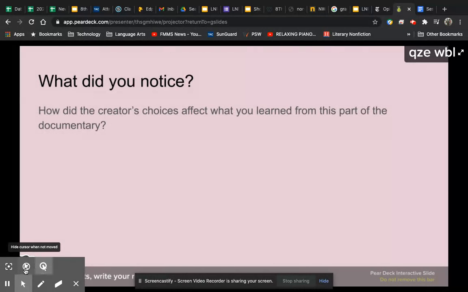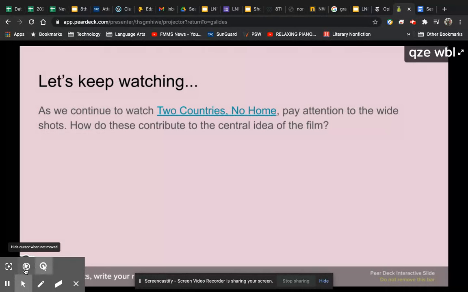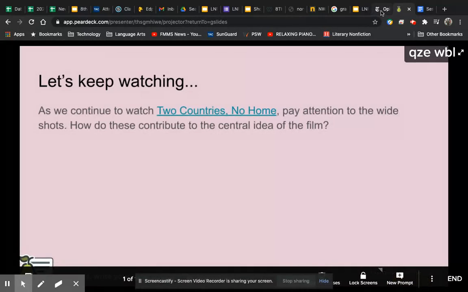That's wonderful. What we're going to do now is we're going to watch for another like 30-ish seconds and look at the wide shots. Now, if you remember, a wide shot is when you pull out and you can see more. So we noticed a lot of the close-ups before, focusing on the poverty and the lack of money. This time, we're going to focus on the wide shots and how that might contribute to the central idea. Remember, the main thing we need to learn about this topic, okay? So I'll go ahead and hit play now.